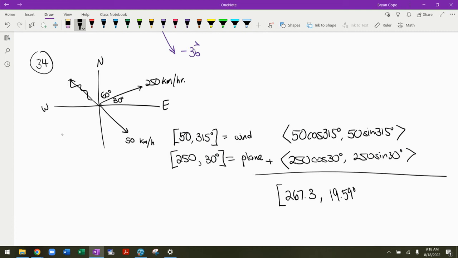Let's just check that that's reasonable. If wind is pushing, that is reasonable. It's going to still be moving in the general easterly direction. So this first component is in kilometers per hour, and the second component gives us our angle from the positive x-axis.